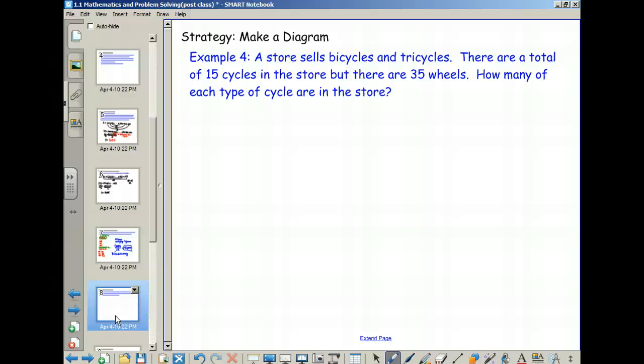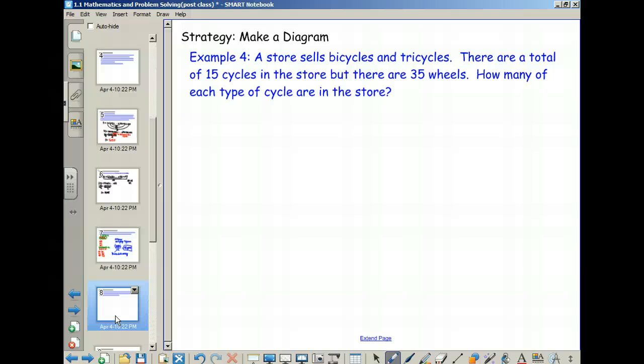Okay? Take a look. We've got a store that sells bicycles and tricycles. They have 15 cycles, so bicycles and tricycles combined. There's 15 of these vehicles. But there are 35 wheels. And the question is, how many of each type of cycle are in the store?